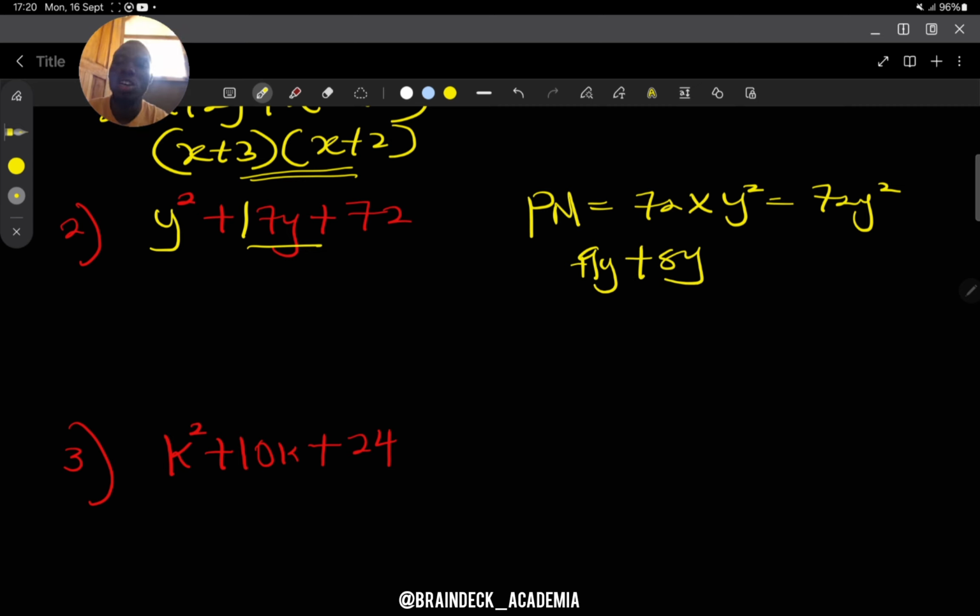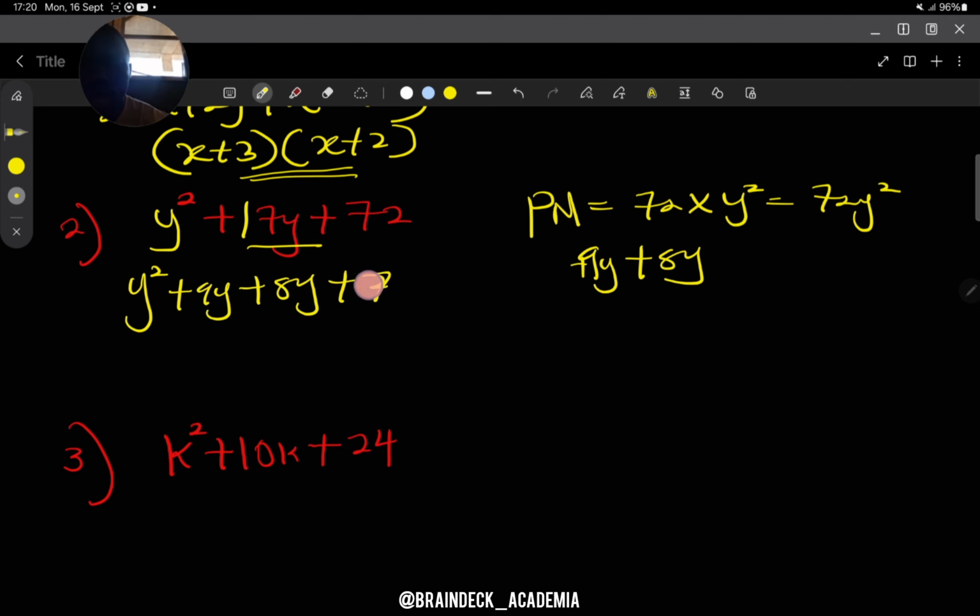Plus 9y plus 8y will give me plus 17y, and plus 9y times plus 8y will give me plus 72y squared. So that's what I'm using: y squared plus 9y plus 8y plus 72. I've taught you how to factorize a four-term expression already. The common factor here is y, so I have y plus 9.